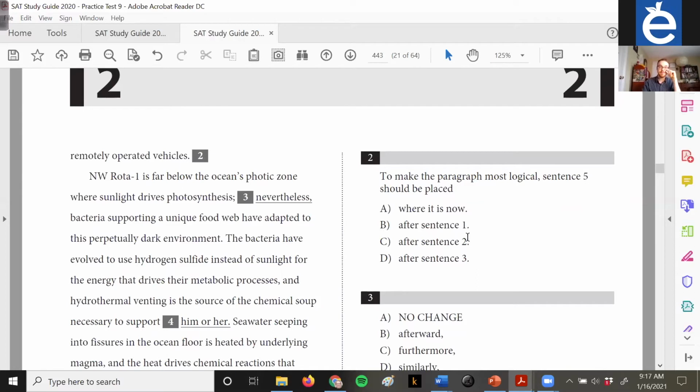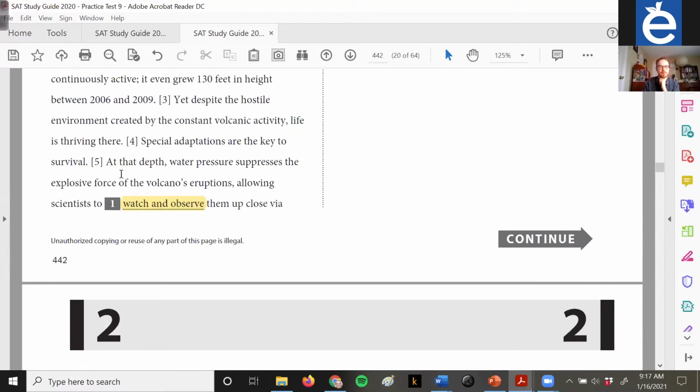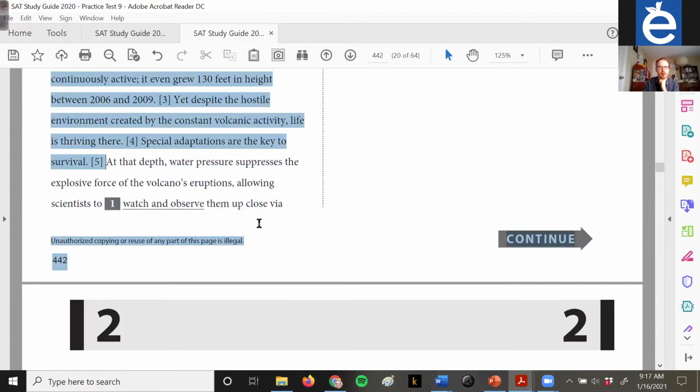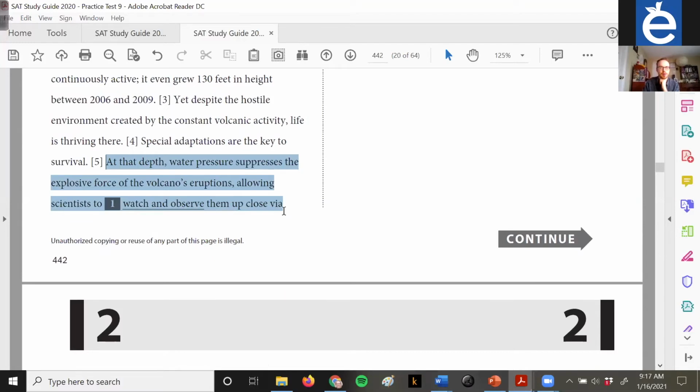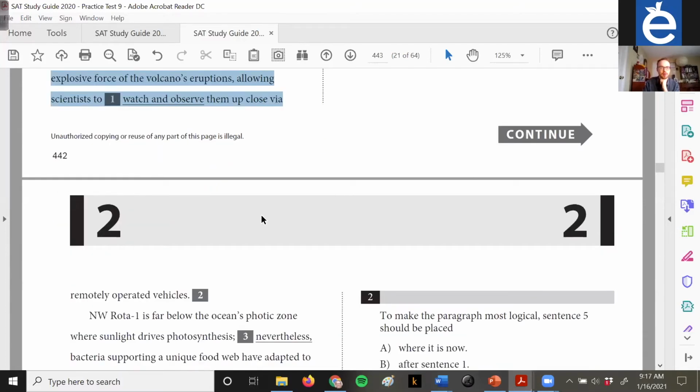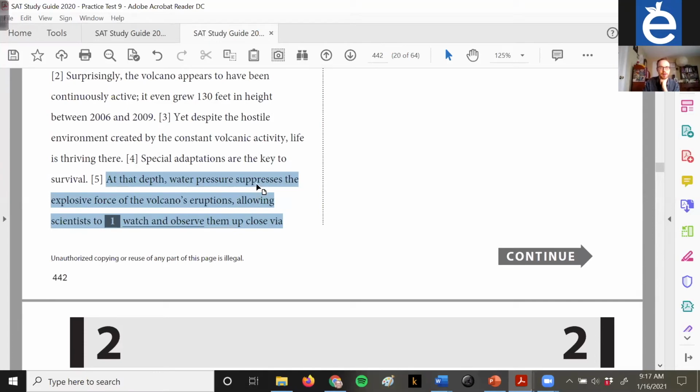Now we come on to question 2, and it's the question that has to do with those bracketed sentences. And it says, to make the paragraph most logical, sentence 5 should be placed where? Well, let's look at sentence 5. At that depth, water pressure suppresses the explosive force of the volcano's eruptions, allowing scientists to watch and observe them up close via remotely operated vehicles.